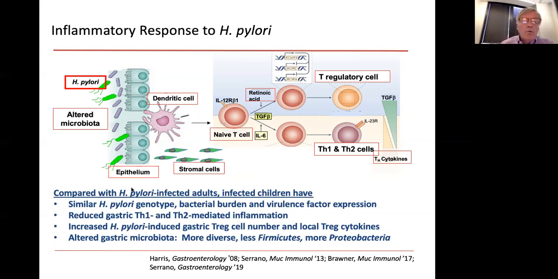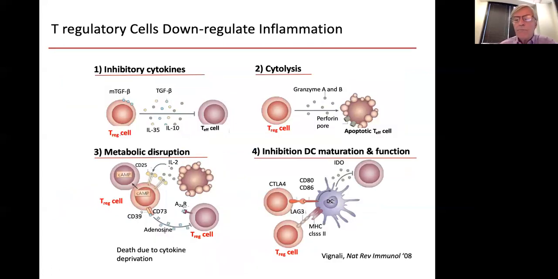Also, we have studied the bacteria in H. pylori and shown that children have a more diverse bacteria, less firmicutes, and more proteobacteria. We're now looking further to see if we can identify any particular bacteria that might help us understand the lack of progression through the inflammatory cascade in children compared to adults.